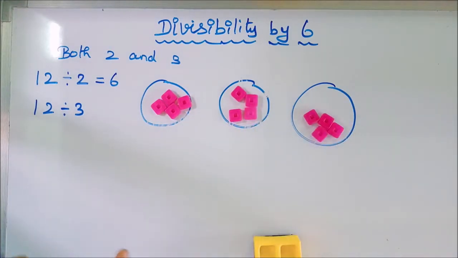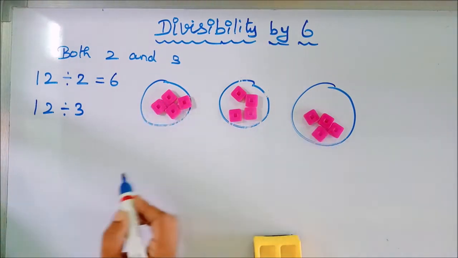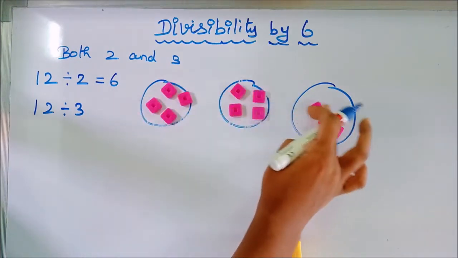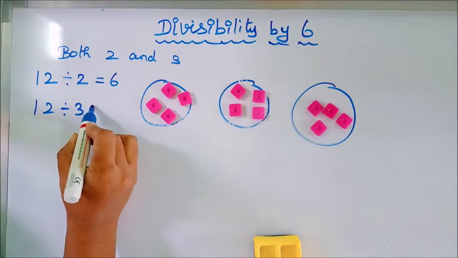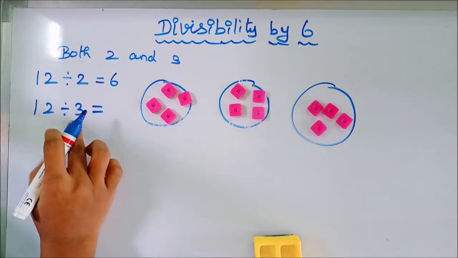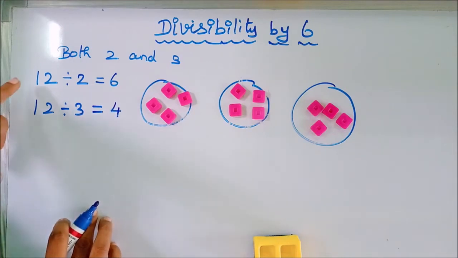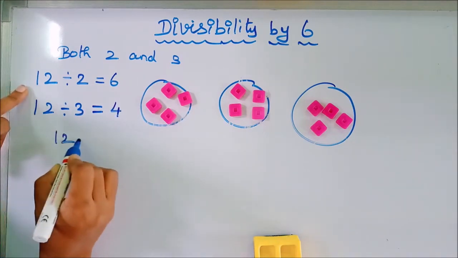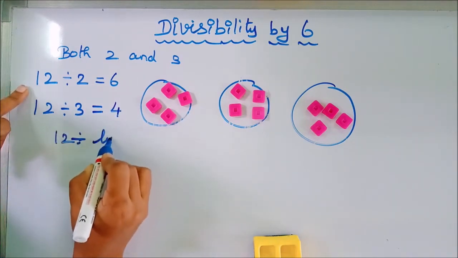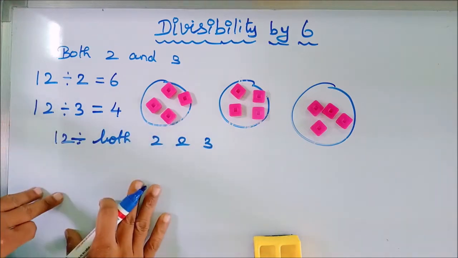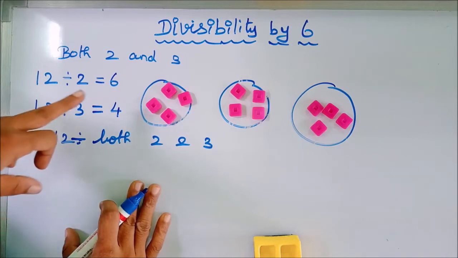Thus, we have divided the 12 shapes into 3 sets. Let us count how many shapes are in each set. 1, 2, 3, 4. Thus we can write 12 divided by 3 means the quotient is 4. Okay. Thus we can say 12 is divisible by both 2 and 3. Now we can say 12 is divisible by 6.